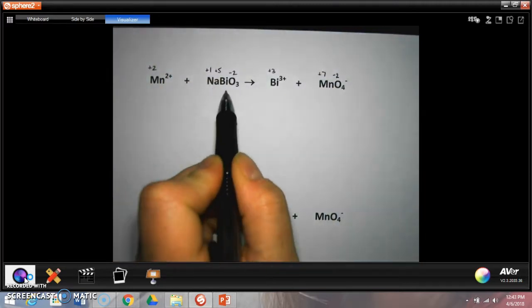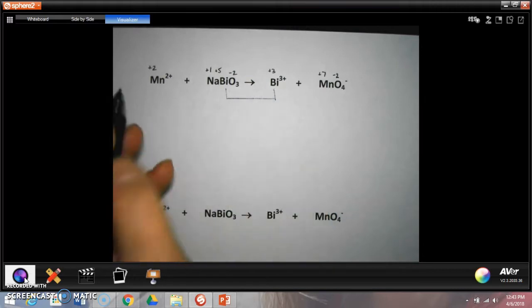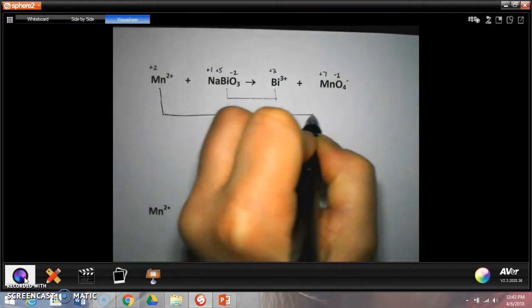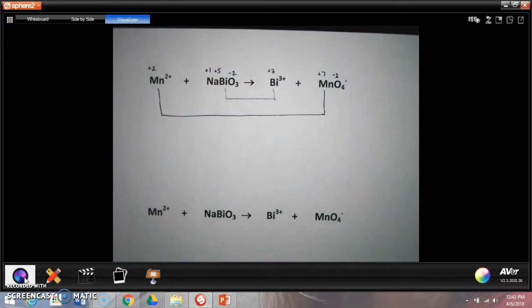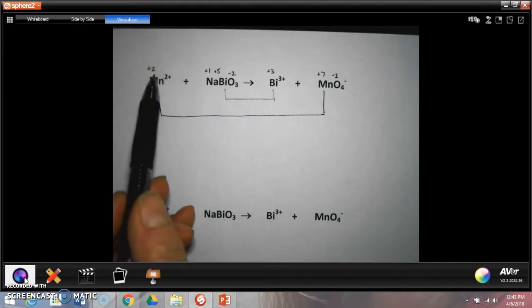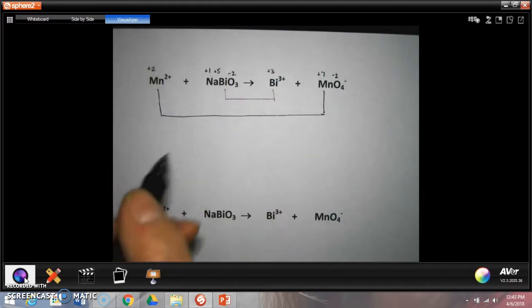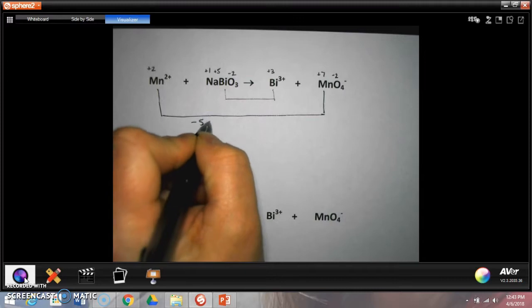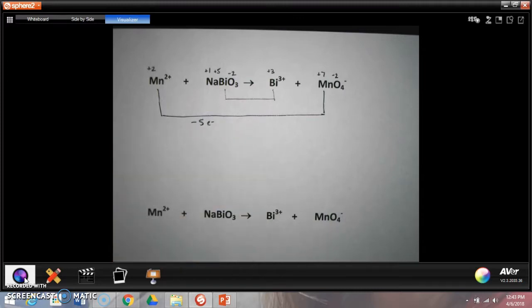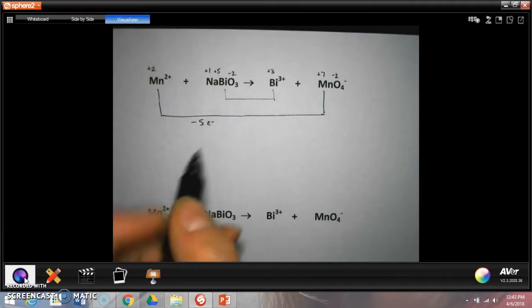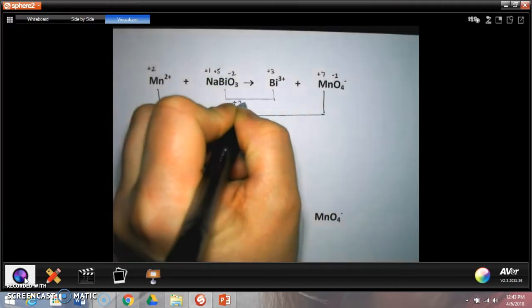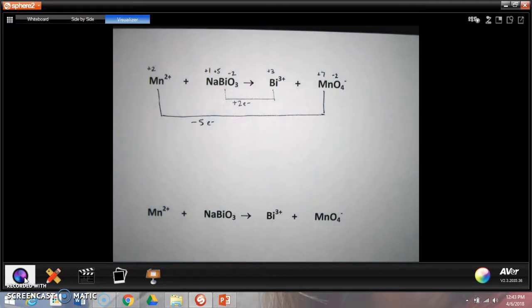So once again, I'm going to connect the two things that are undergoing oxidation and reduction. And first thing I'm going to do is count how the electrons are changing. So I'm going from +2 to +7 here. So I'm losing 5 electrons in manganese. In bismuth, I'm going from +5 to +3. So I'm gaining 2 electrons in bismuth.